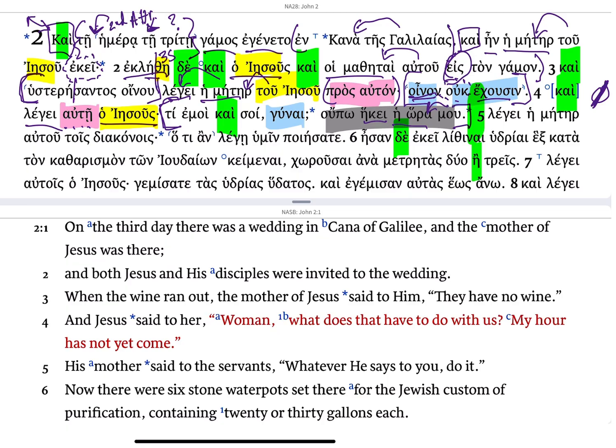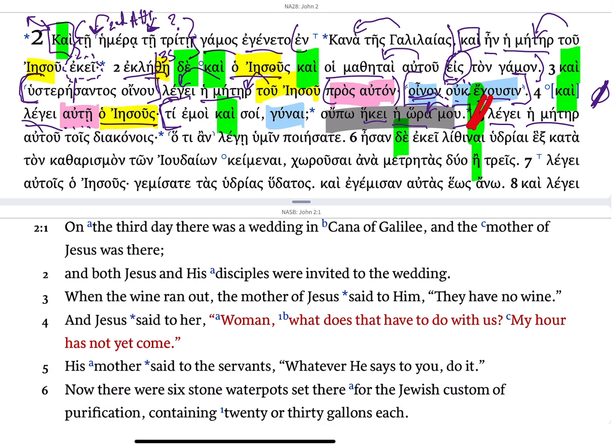So one of the uses of an asyndeton is indeed to mark a kind of break. And so I would suggest a kind of break right there. So a little discourse break. So this is like another paragraph.